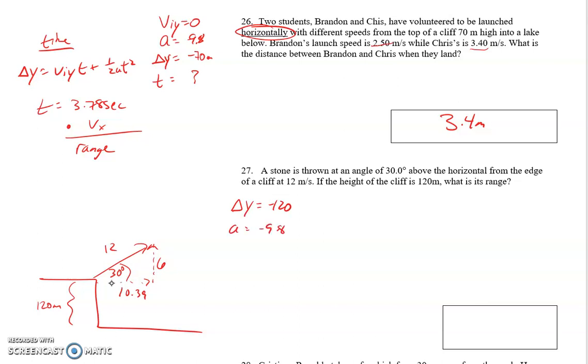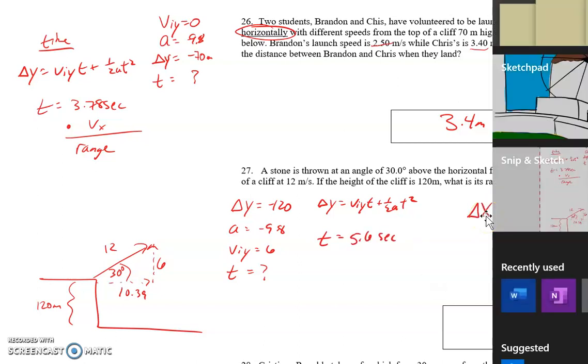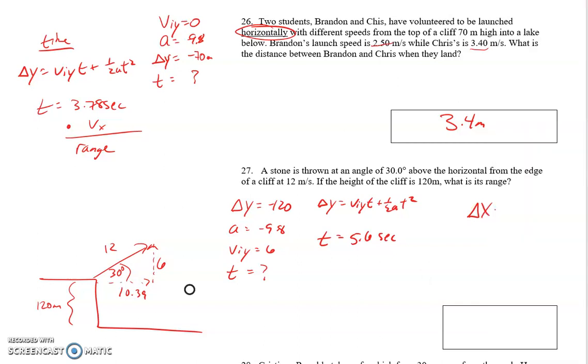Acceleration y, VIY is 6. So you can solve for time using delta y equals VIYT plus 1/2 AT squared. You're going to have to use a quadratic equation. You get a time of 5.6 seconds to land. So then you take your x velocity, which is 10.39, and you multiply it by this time of 5.6 seconds, and you get a range of 58.2 meters.